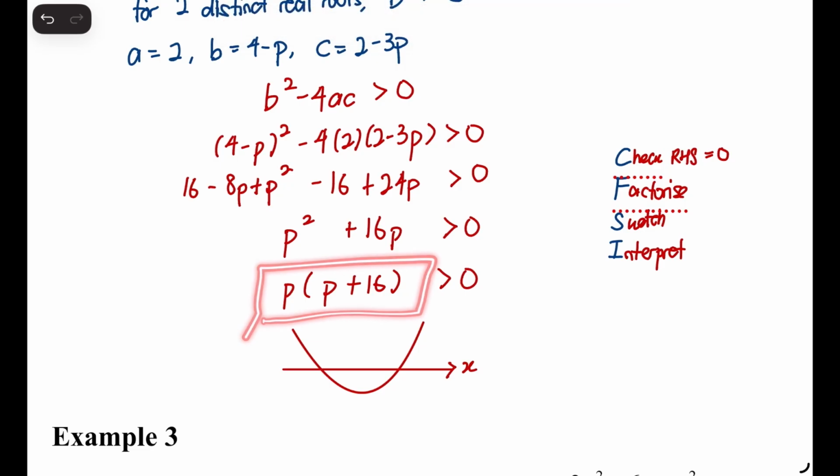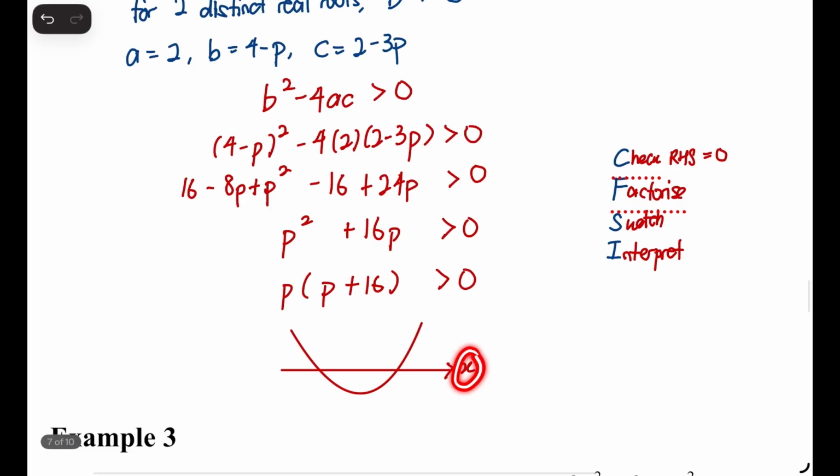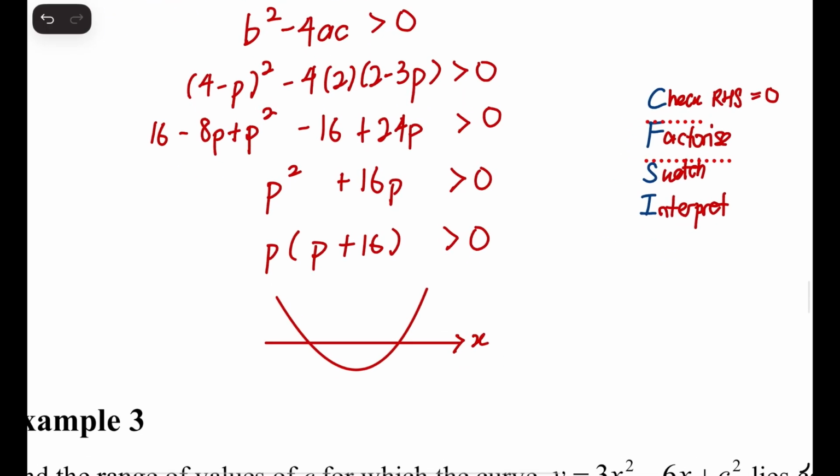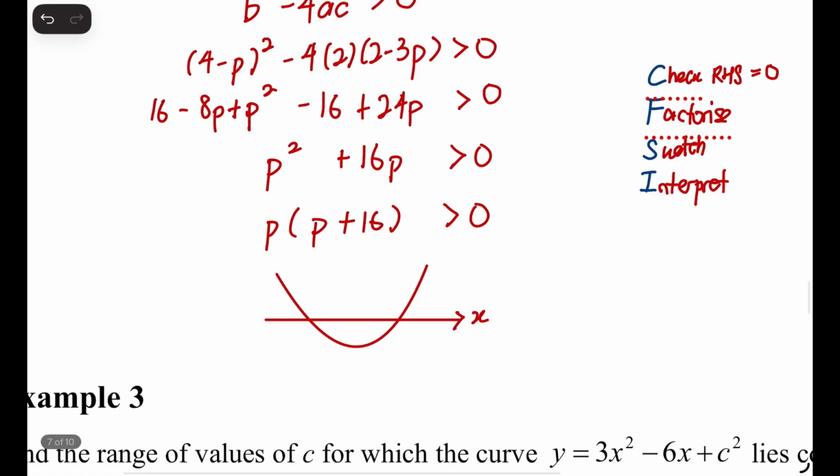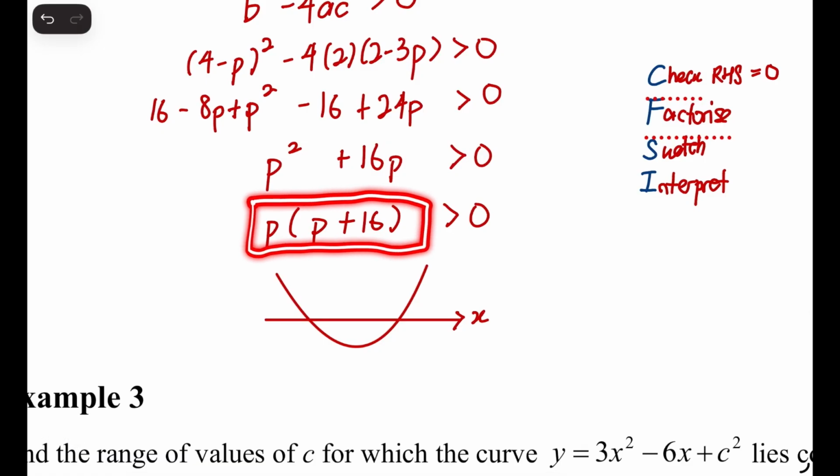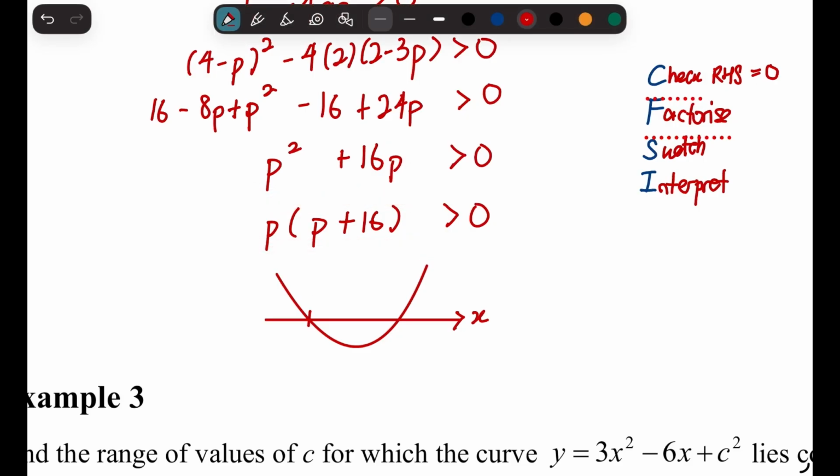Okay, very simply, this one should be p, but it is the same concept of intercept. So over here, if I equate this left hand side equals 0, you will see that my two values of the x-intercepts in this case are minus 16 and 0.